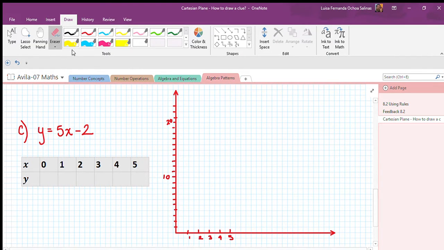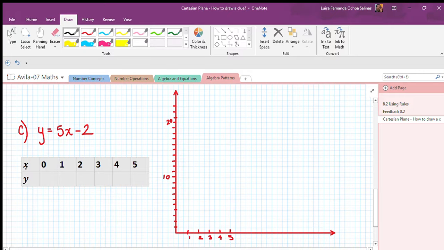Okay, so let's use the same method that we used before. So now the rule that we have to plot is y equals 5x take away 2. So we're going to fill the rule in the table first, because the table is going to help me check that what I'm doing when I'm plotting it is actually right.